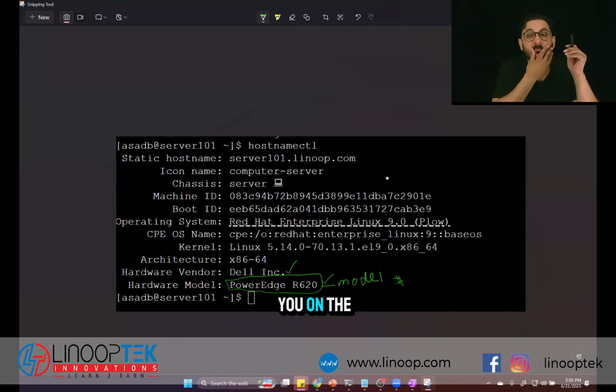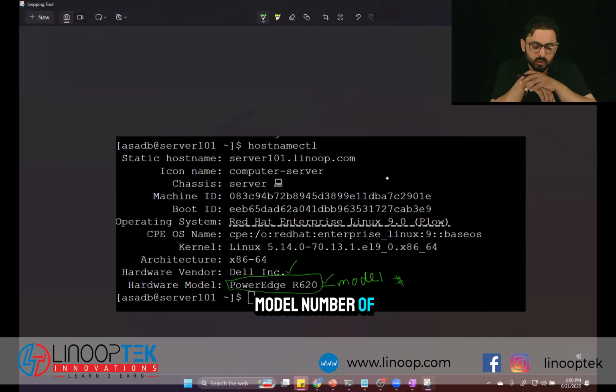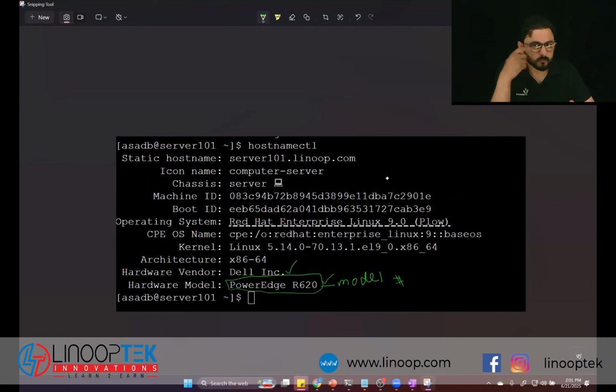If I asked you on the test, find out the model number of the server you're using right now, make and model. The make is Dell, the model is PowerEdge R620. Just like Mercedes-Benz is the make, C300, E series, S class, those are the model numbers, right? And so the make is Dell, the model is PowerEdge R620. And so the version is right over here.